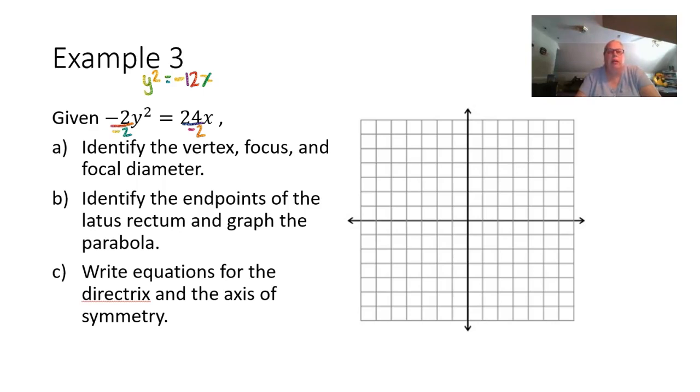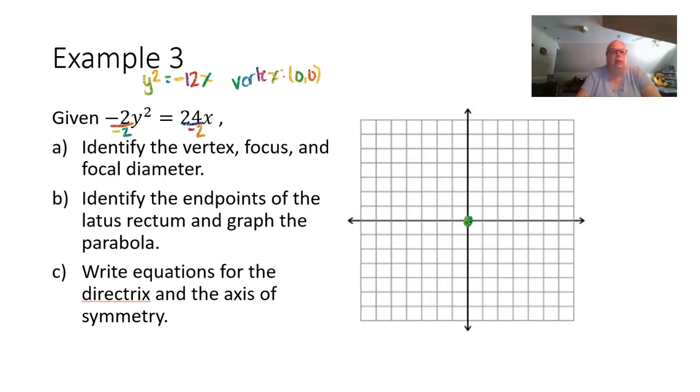All right, the things that we need to find. First of all, we want the vertex. Well, this one's going to be pretty quick. The vertex, again, is going to be at 0, 0. And I know this because there's nothing grouped over here adding and subtracted to the y. There's nothing grouped over here added and subtracted to the x. So here's our vertex.